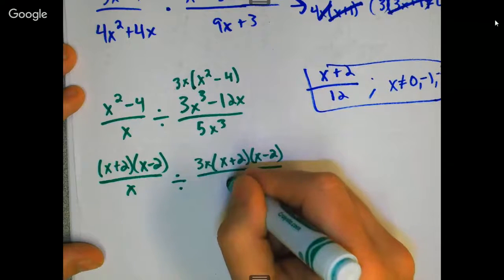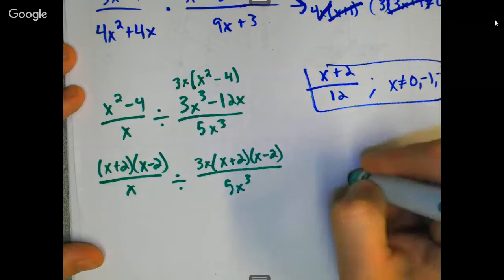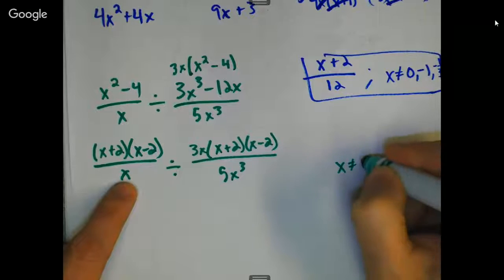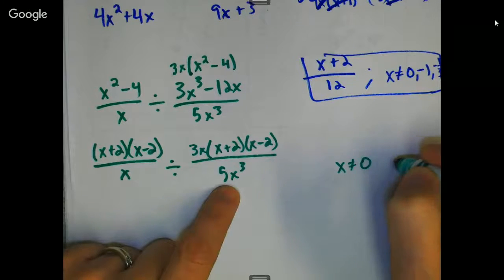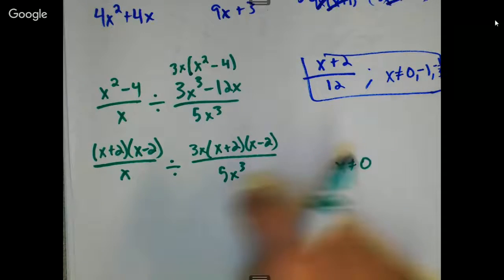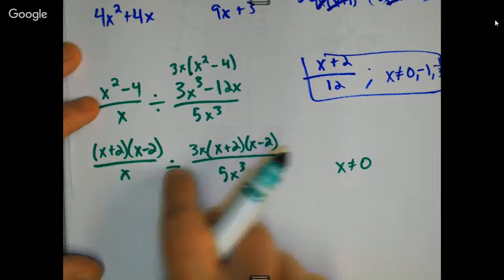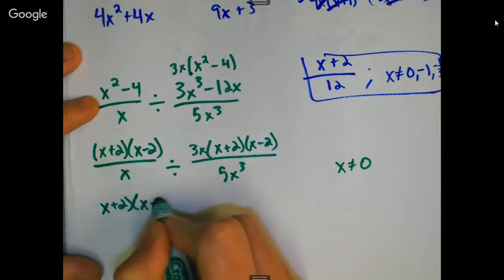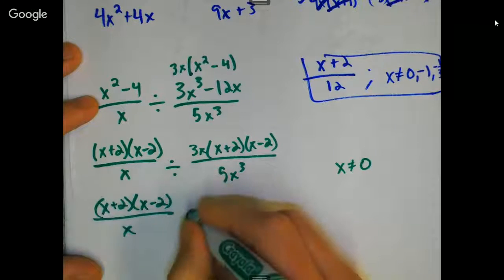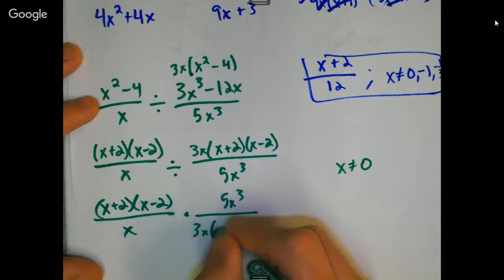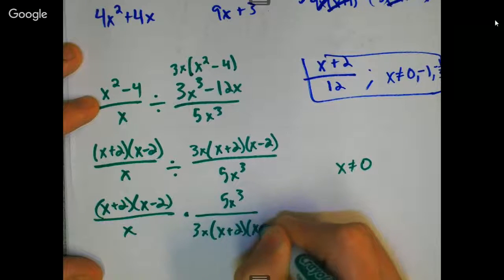And then you have 5x to the third. Okay, so right now, I can't have a 0 over here. And on this one, I also can't have a 0. So there's no need to put that twice. So now what I need to do is multiply by the reciprocal. So I'm going to multiply, but then I'm going to flip this one over. So you have x plus 2, x minus 2 over x times 5x to the third over 3x, x plus 2, x minus 2.